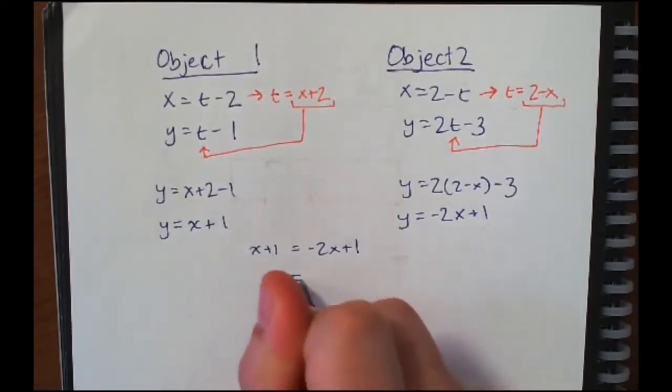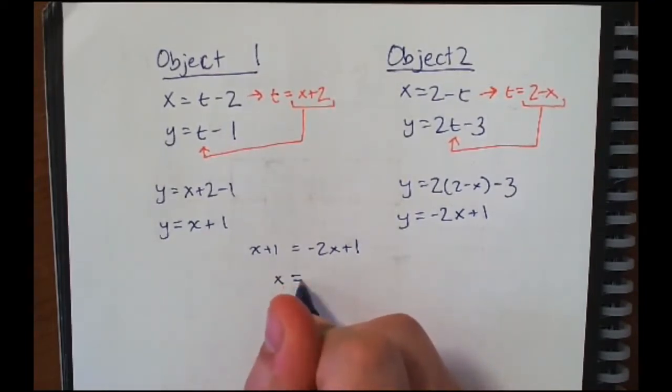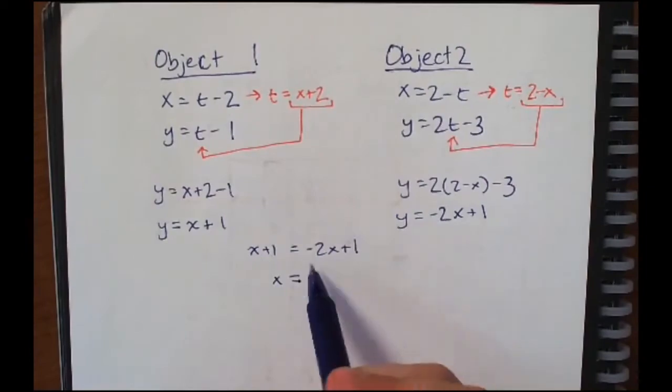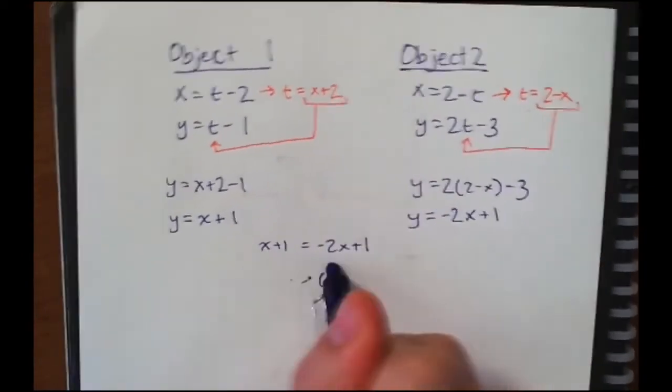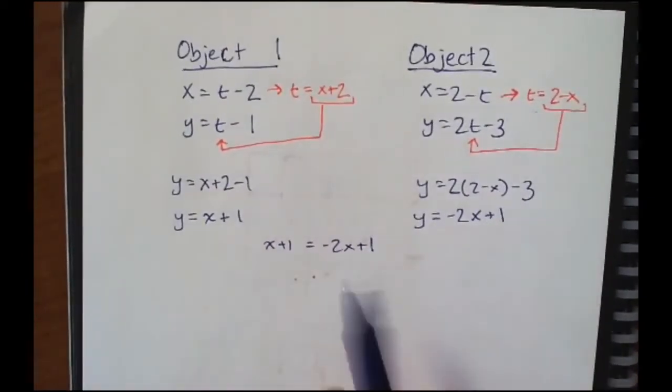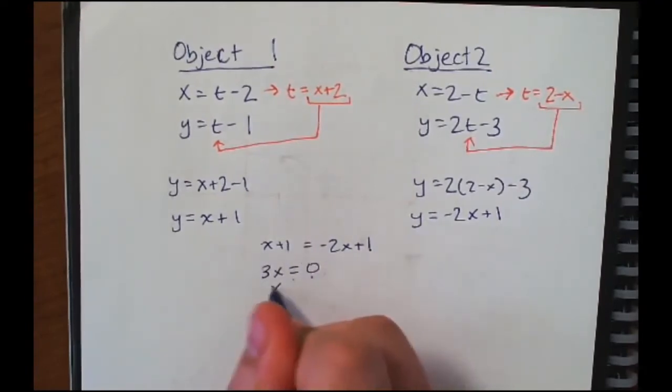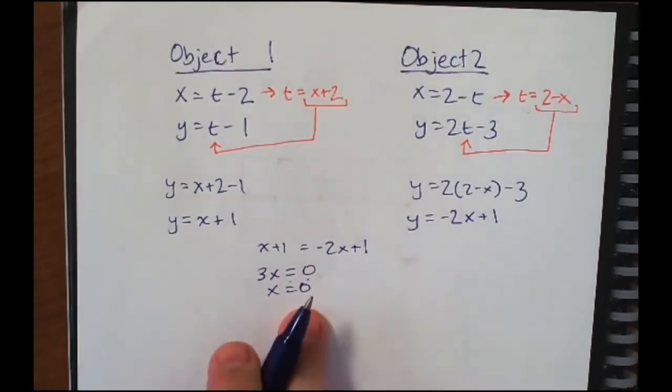x equals 0. Is that right? Let's see. I might as well just work it out. I don't know why I'm trying to do everything in my head here. So that would be 3x equals 0. Yeah, so that is 0. Okay, so we know x is 0.